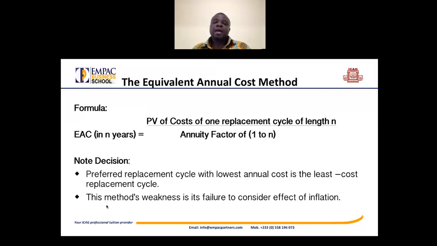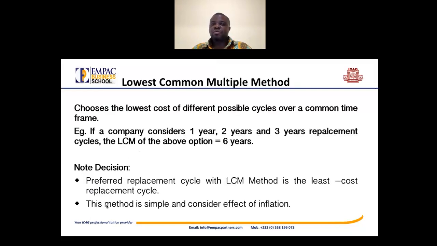Now, the major weakness associated with the equivalent annual cost method is that it fails to take into account the effect of inflation. So majorly that is the weakness about it. Then the complexity around it is how to determine the annuity factor and the PVs of the cost of one replacement cycle to the other. So majorly this is the issue about the equivalent annual cost.